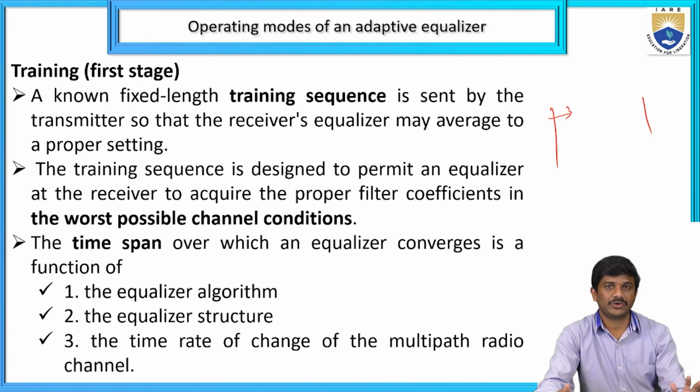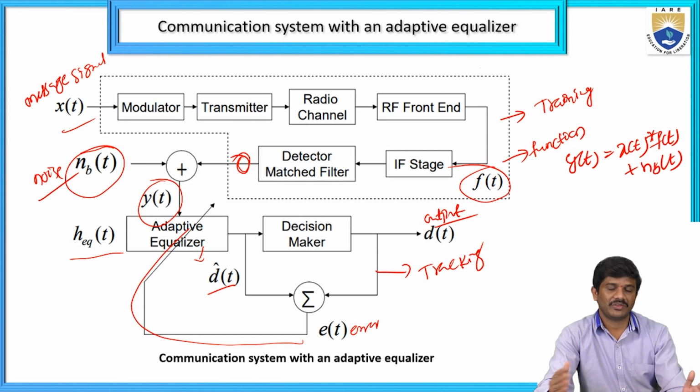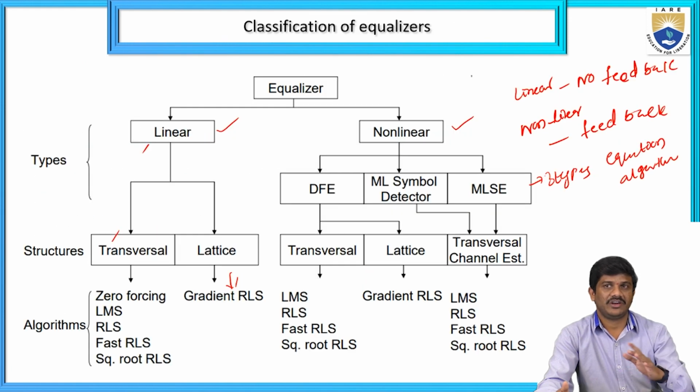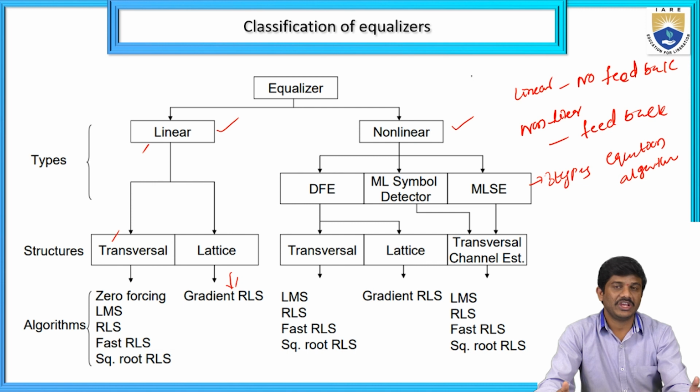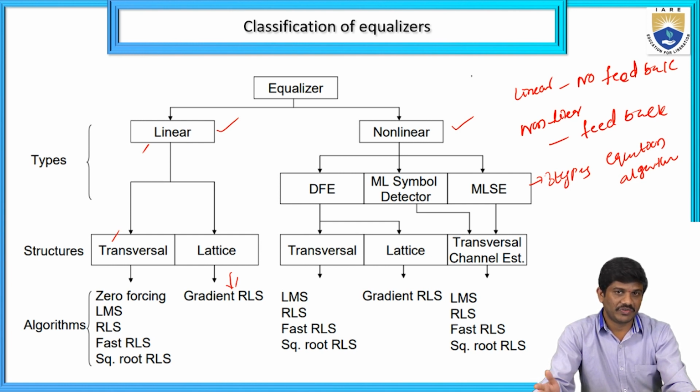For that we have two types of stages: one is a training stage and second is a tracking stage. Okay, these are the two stages of the particular communication system with the help of the adaptive equalizer. Okay, these are the different classifications of the equalizer. Here we can use two types of equalizers: one is linear and second is non-linear. In the linear equalization structures, one is transversal and second one is lattice.